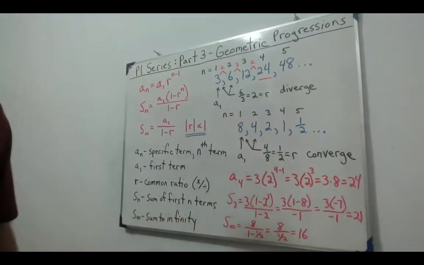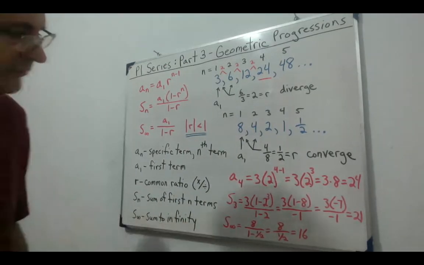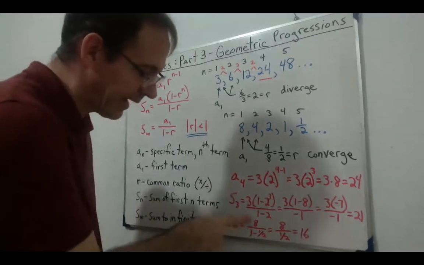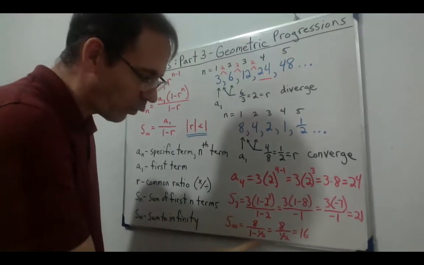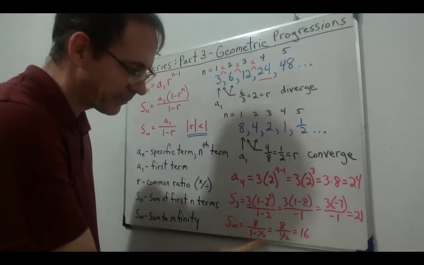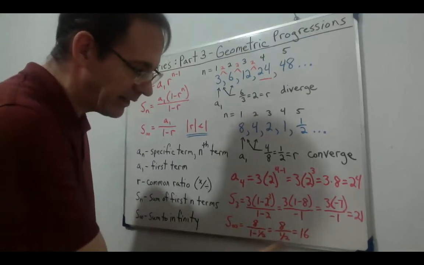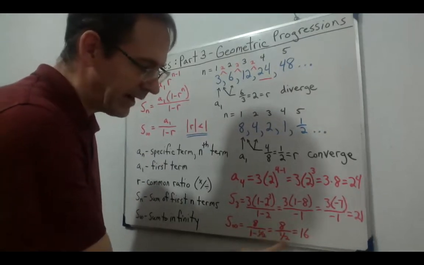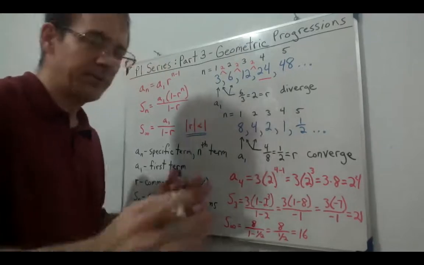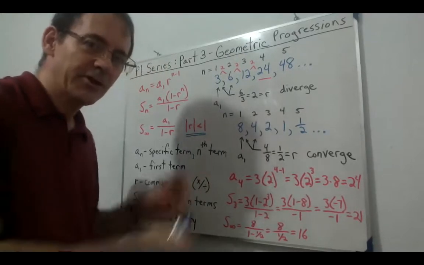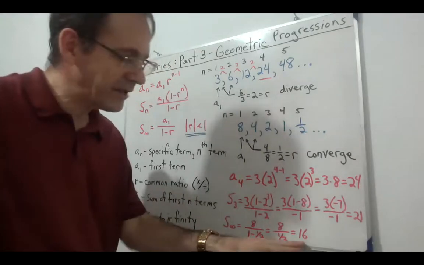Okay, so here we have our sum to infinity, our first term 8 divided by 1 minus the r. So 1 minus 1/2 is 1/2. 8 divided by 1/2 is 16. Now, you might think, really? You're going to add up all those numbers and it only comes up to 16?